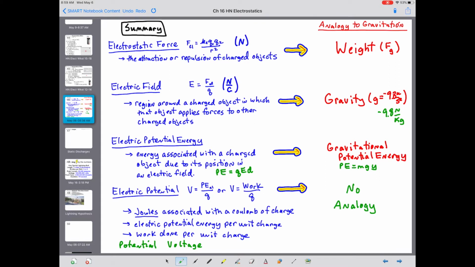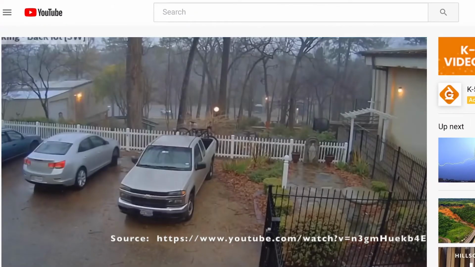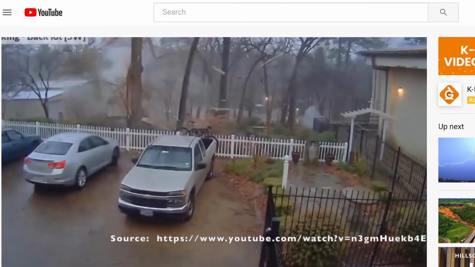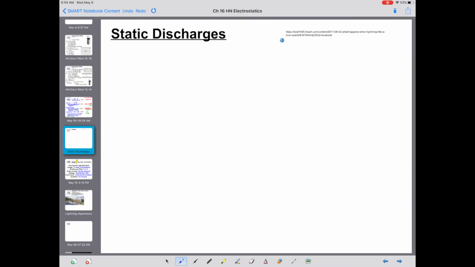Now, let's transition into the application of static discharge. When you have a static discharge, it doesn't matter if you are rubbing your feet across a carpet and then touching, say, a cat or a doorknob and getting a static discharge. So anything from that small, or pulling an article of clothing out of the dryer and seeing a static discharge, all the way up to a larger discharge of lightning.